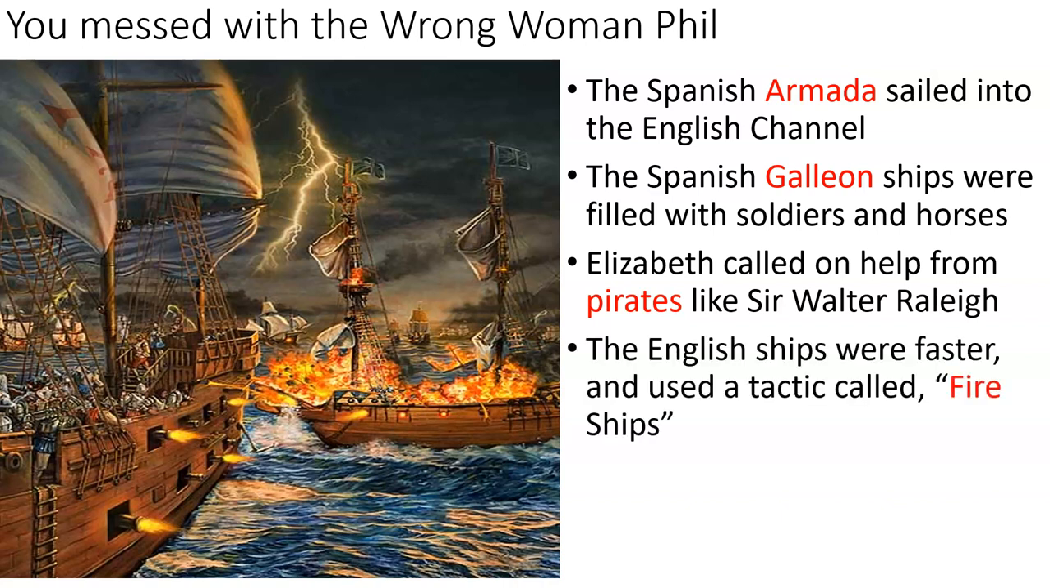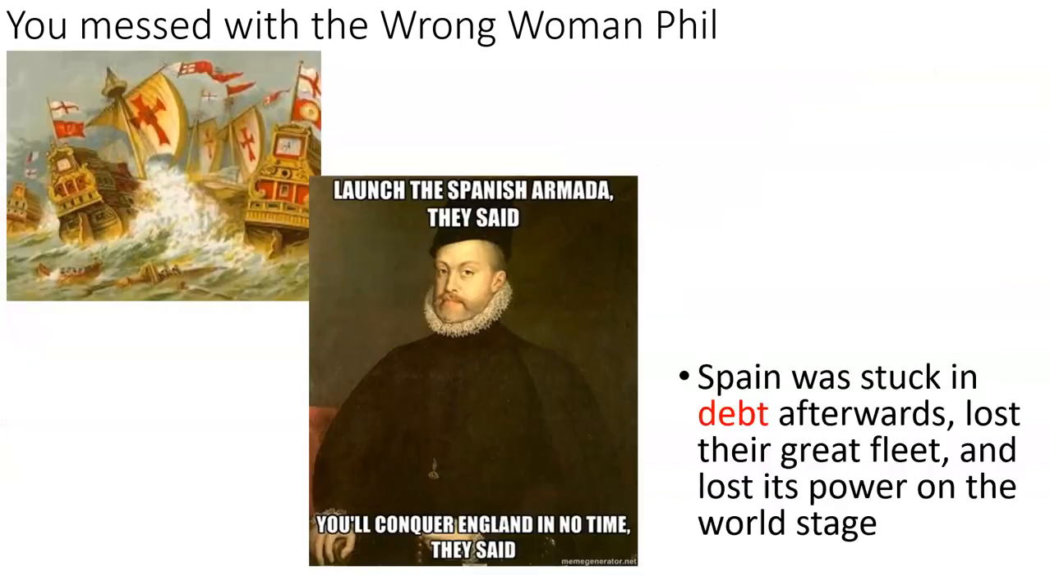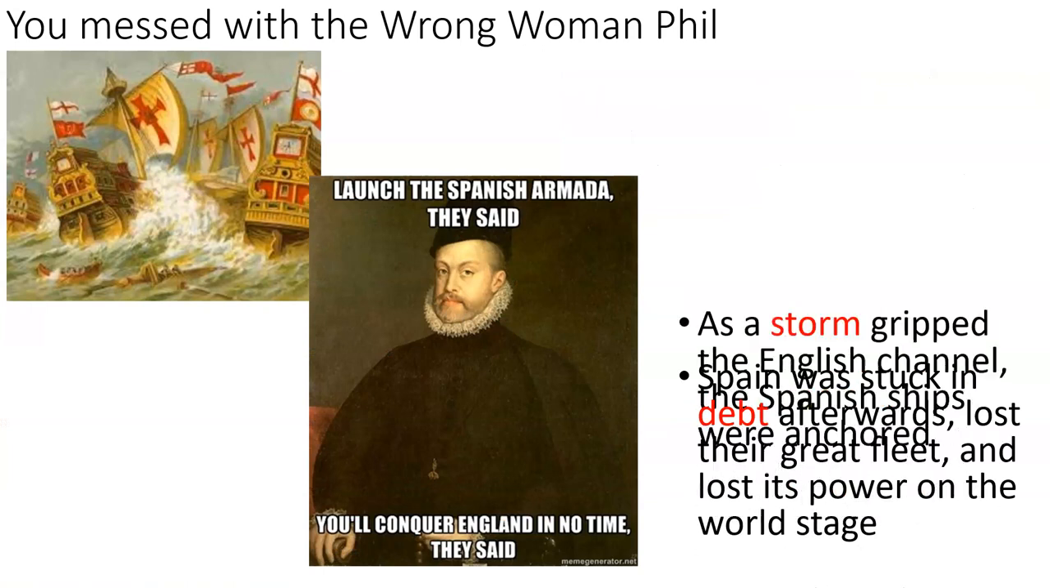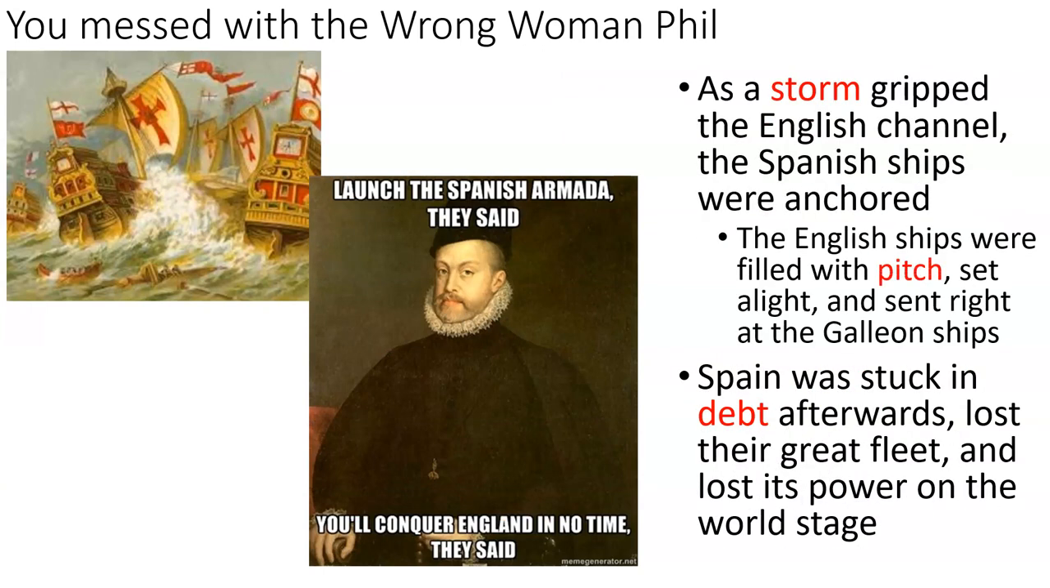So what the English ships do is, as the galleon ships are anchored, because in the storm they can't move, the English ships, these really fast, small English ships, filled with pitch, they light the ships on fire as they get close to the Spanish ships, and then they jump off. Of course, the English ships are on fire, but so are the Spanish ships. And it's this final fury of assault that is going to take down the Spanish Armada. So what happens afterwards? Sorry, it's a lot of water.